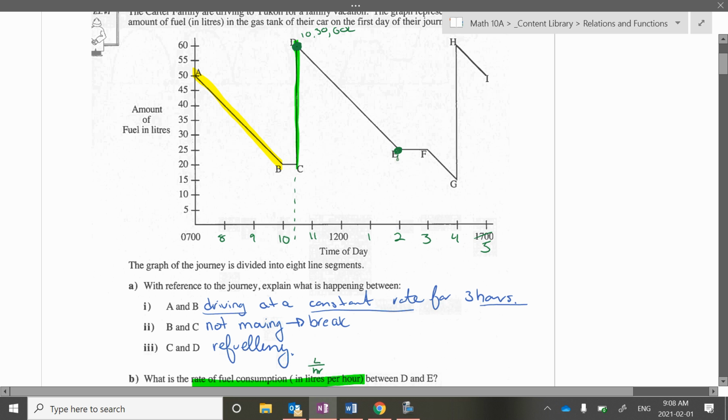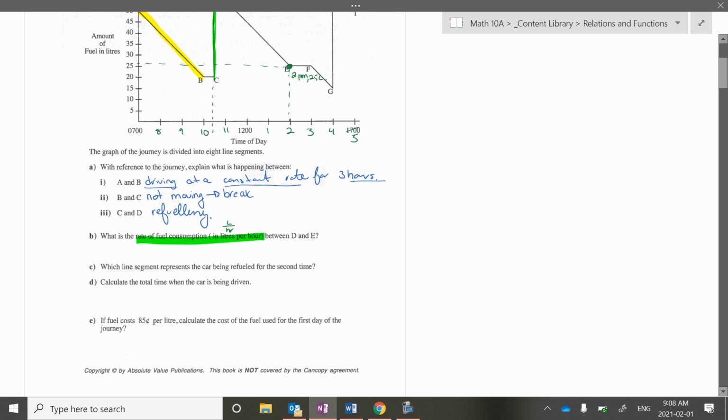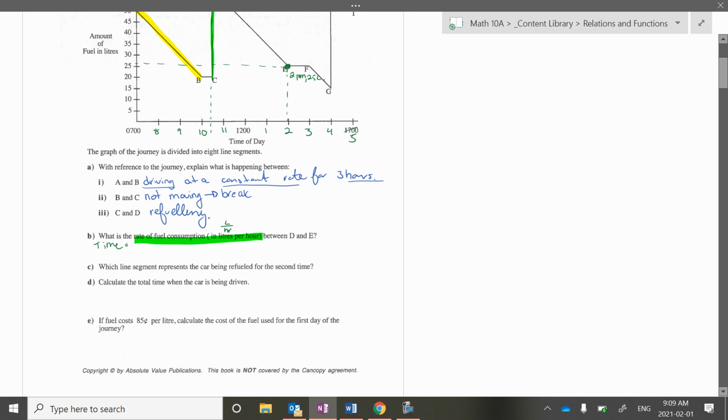Point E is at 2? Is that right? And is that 25? Okay, so how many hours between 10:30 and 2? 3.5. Good. So our time is 3.5 hours. And then we have our liters is going to be 60 minus 35, which gives us 25 liters.